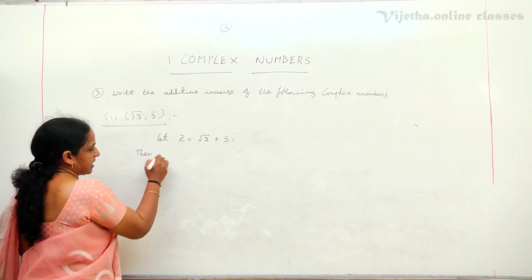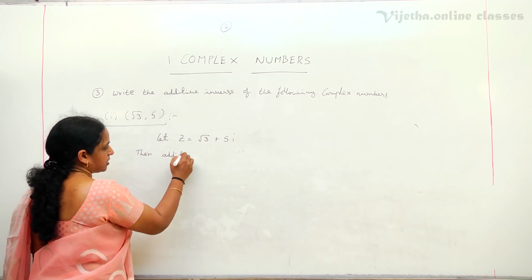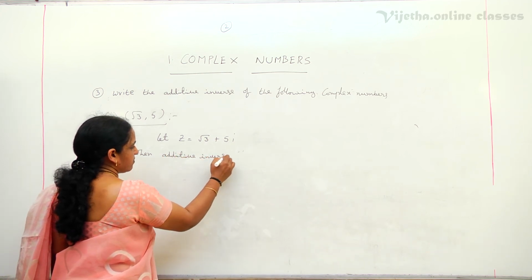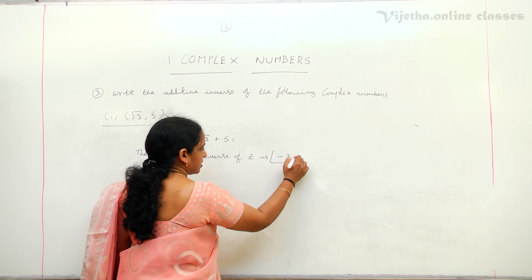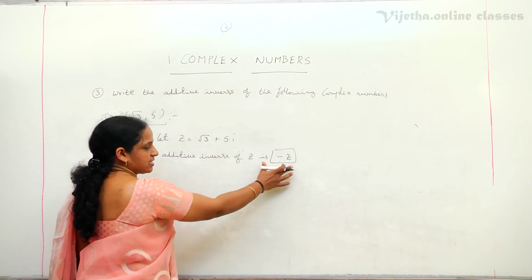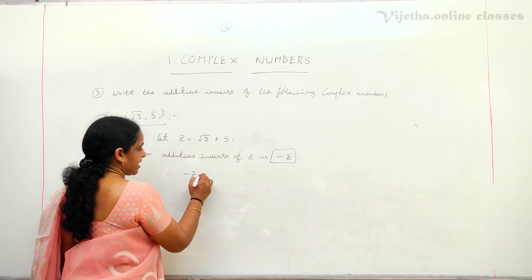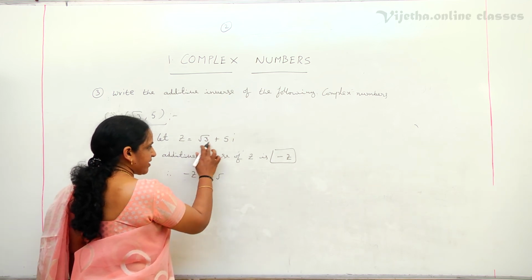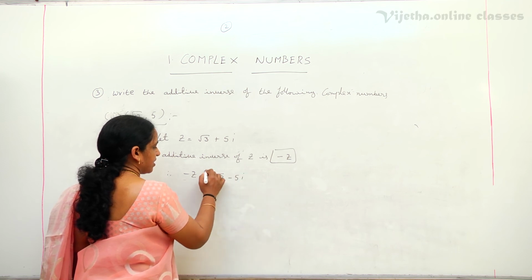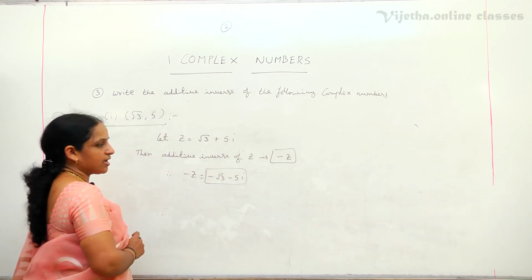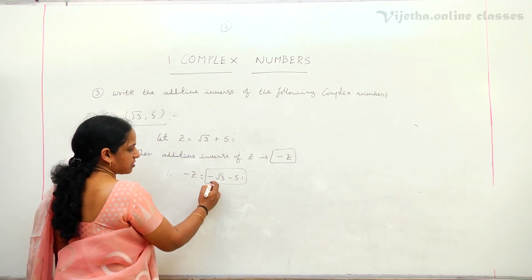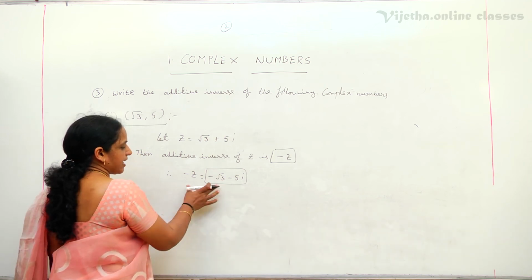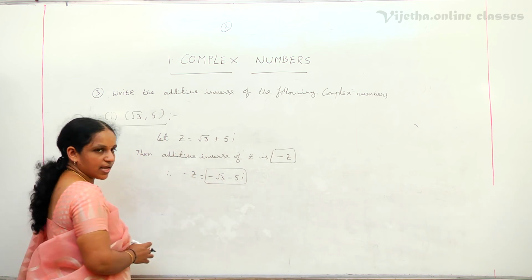Then the additive inverse of Z is minus Z. Therefore minus Z, multiplying with minus, equals minus root 3 minus 5i. This is the additive inverse of the given complex number root 3 comma 5. Again we can write it in ordered pair form also: minus root 3 comma minus 5.